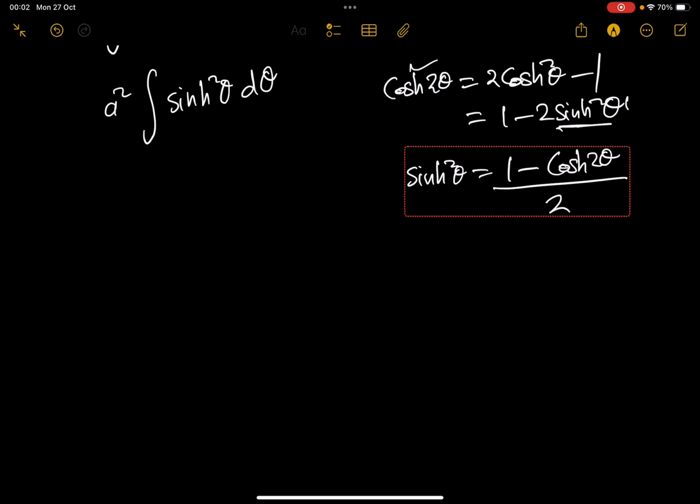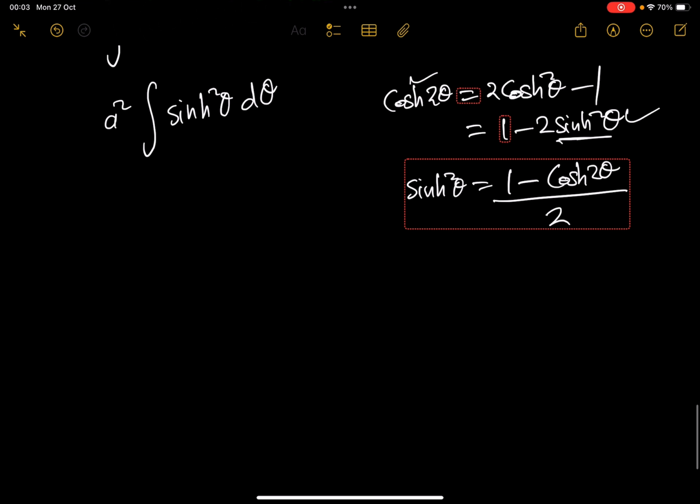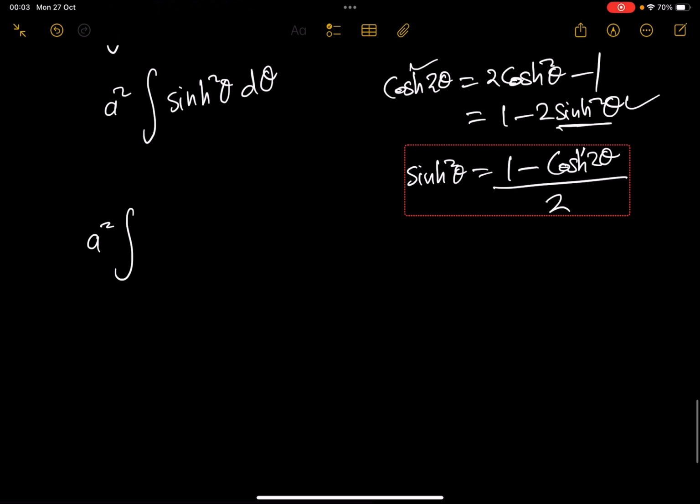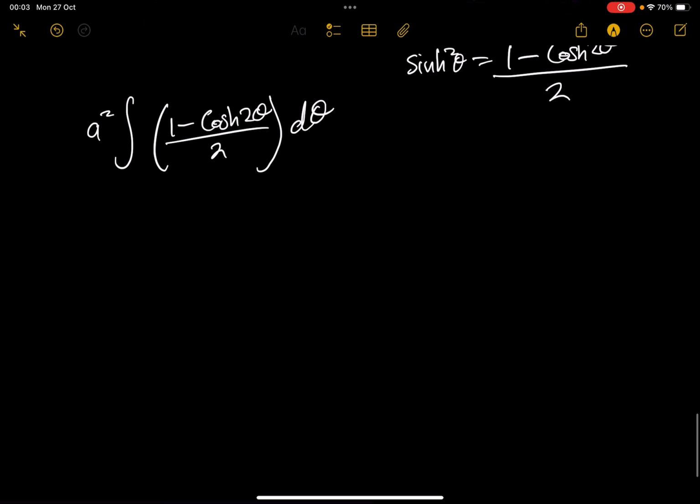If you make sin squared the subject of the formula, this is what you get, right? So now we have reduced the power of the integral to 1, so we can substitute here. So a squared, the integral of sin squared theta, now we are going to have 1 minus cos 2 theta over 2 d theta. So here we can just factor out a half, so you have a squared times half the integral of 1 minus cos 2 theta d theta.